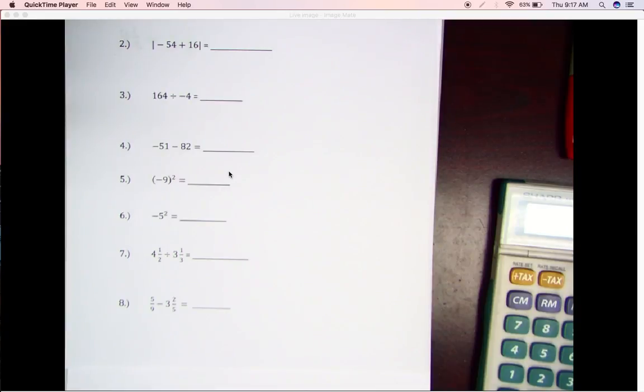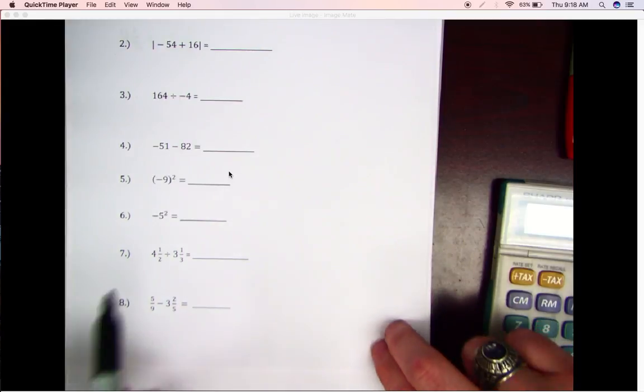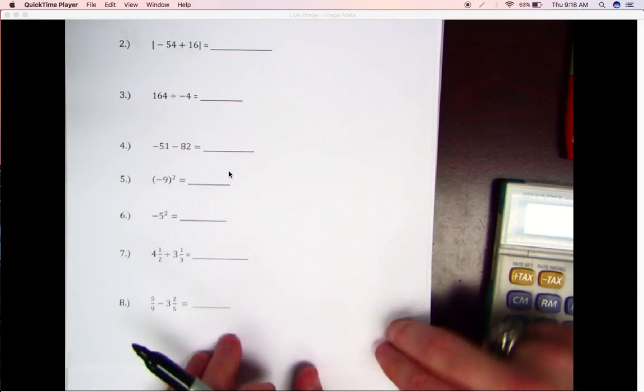However, your final answer should be either a mixed number or it should be an improper fraction. If your problem starts with fractions, your problem should end with fractions. So I just want to give you all a small reminder on that one. So 4.5 divided by 3 1/3.